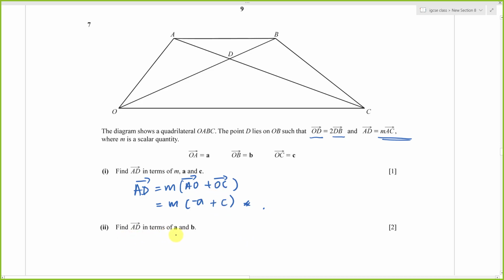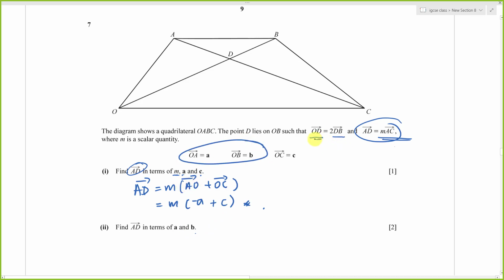Then find AD in terms of a and b. So you can see some difference. Both parts ask you to find AD. But for part 1, it must be in terms of m, a and c, because the only term with m will be here, so you need to use this equation. But for part 2, they ask you to find AD, and you don't see any m here. They just must have a and b. That means you need to use this information to find it.